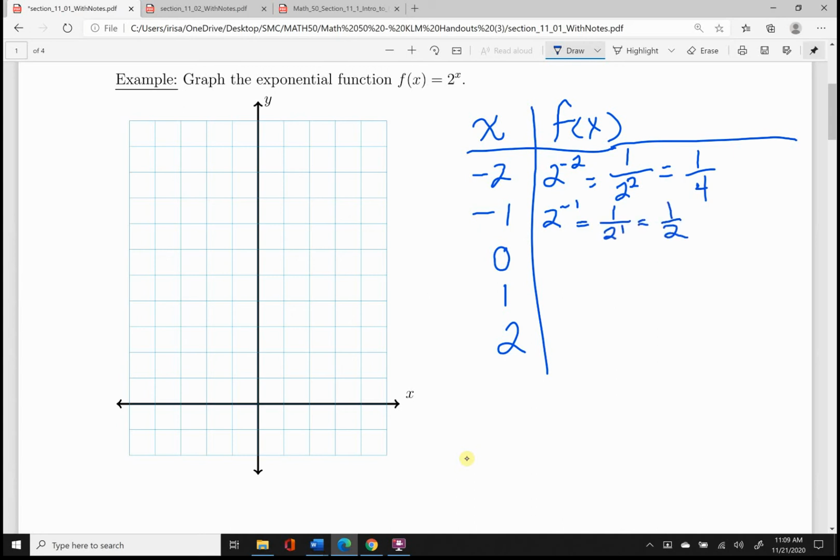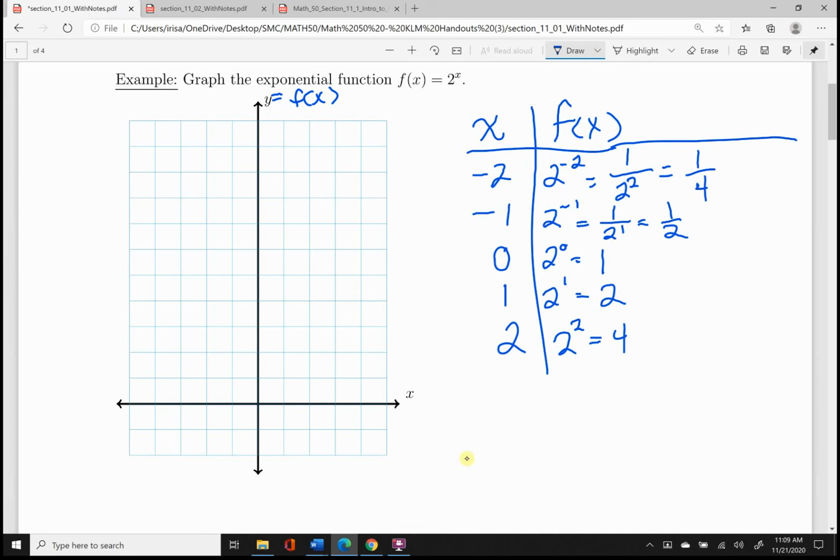Anything to the 0 power is always going to be a 1. So that's 2 to the 0 power. Let me draw the calculation here just to be consistent. 2 to the 0 power is a 1. 2 to the first power is just 2. 2 to the second power is 4. So those are our ordered pairs. Here are your x values, and here at the end of the calculation is your corresponding f of x value, or y. Y and f of x are the same, so I could just have this be equal to f of x, as a note to remind myself that those are equivalent.